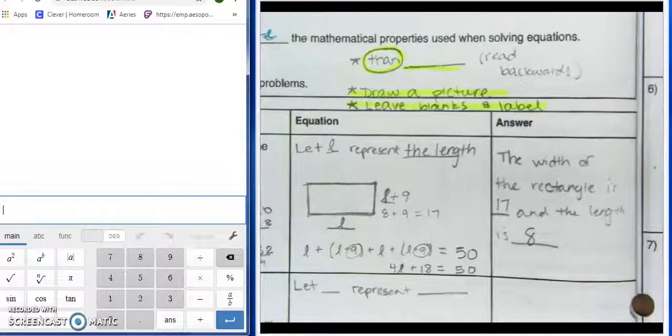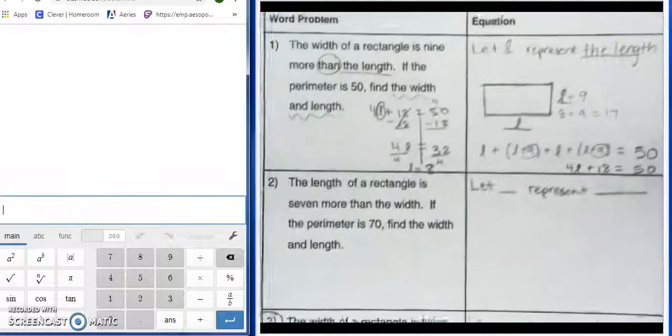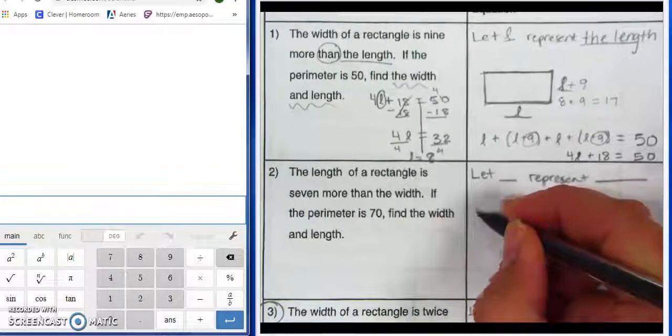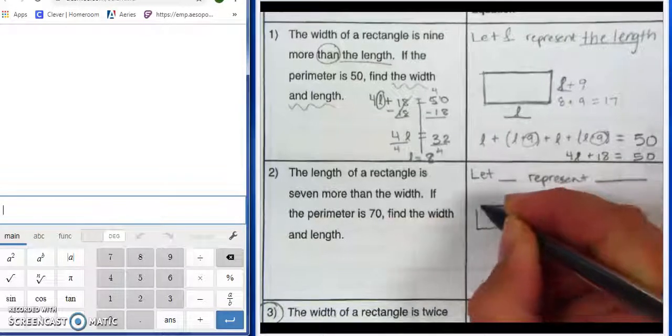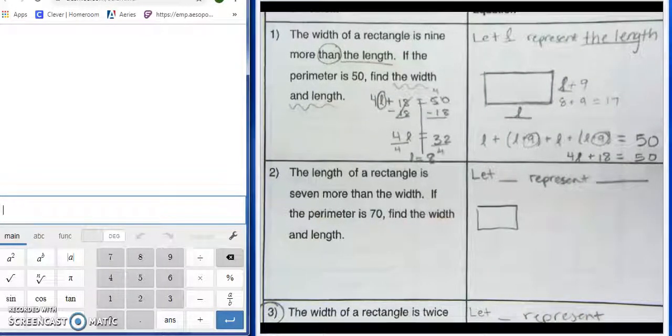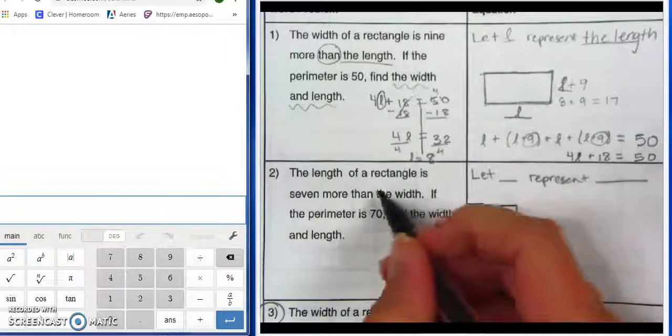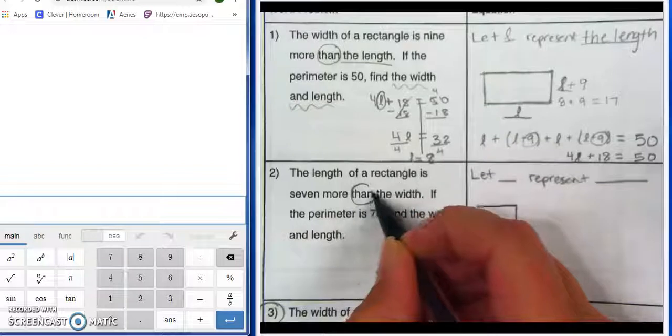All right, let's look at another one just like that. Number 2. The length of the rectangle is 7 more than the width. Draw a rectangle. I'll draw smaller this time so that I have more space to work out the problem. There's my rectangle. The length of a rectangle is 7 more than, we're going to circle it, the width.